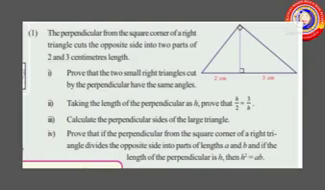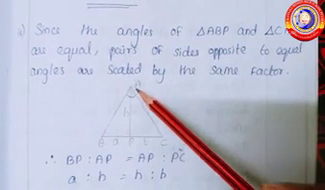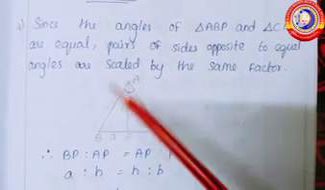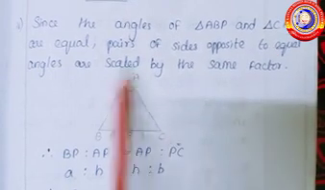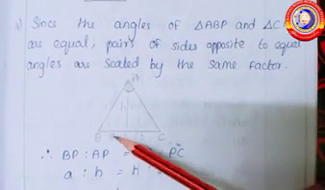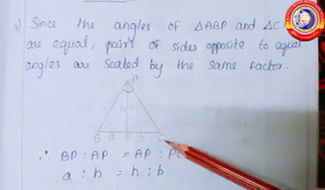Okay, let's prove this. Since the angles of triangle ABP and triangle CAP are equal, the pairs of sides opposite to equal angles are scaled by the same factor. That is, BP is to AP is equal to AP is to PC.